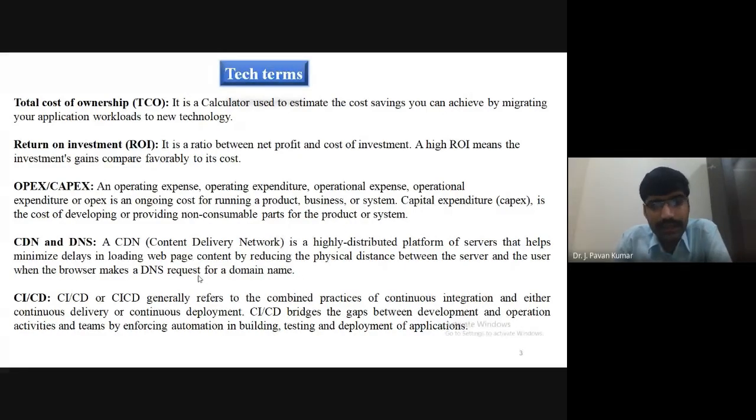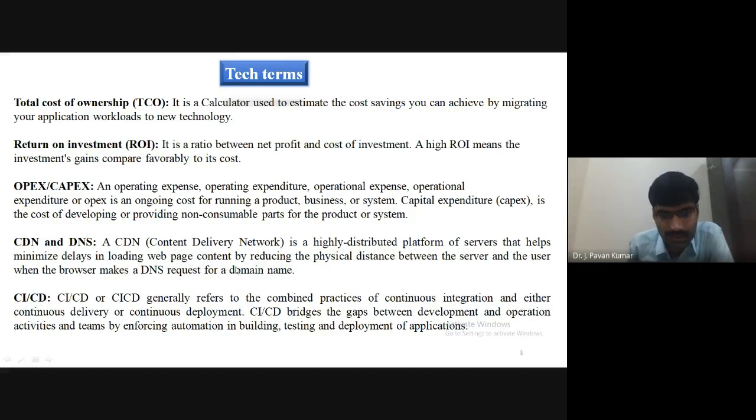Now, content delivery network, CDN. It is nothing but, whatever the DNS requests we make, in order to deliver those DNS responses in very less time, we will be maintaining some servers to fulfill the need. A CDN, content delivery network, is a highly distributed platform of servers that helps minimize delays in loading web page content by reducing the physical distance between the server and the user when the browser makes a DNS request for a domain name.